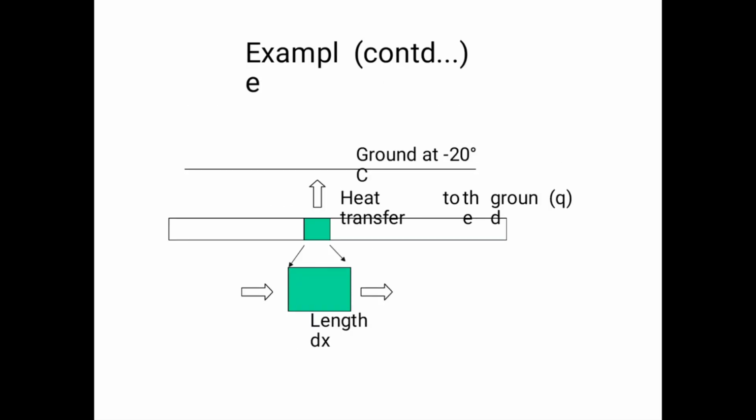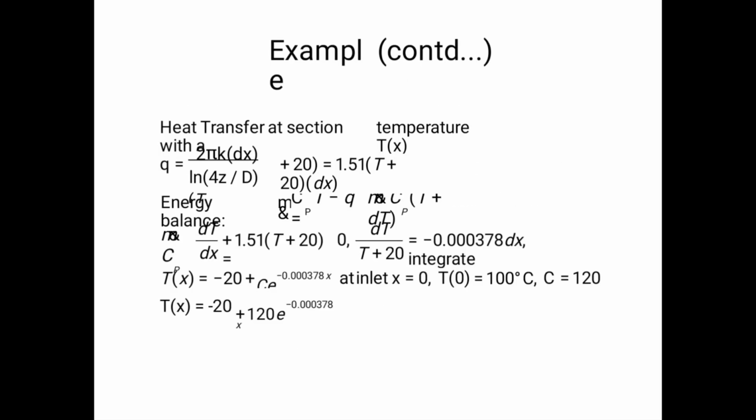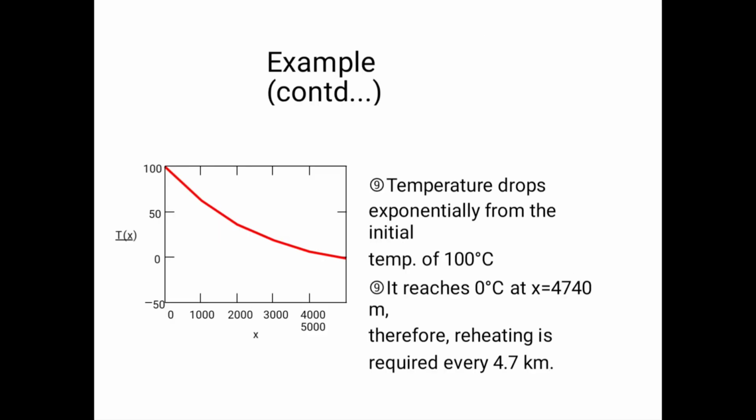That's the diagram. From that, the temperature drops exponentially from the initial temperature of 100 degrees Celsius. It reaches 0 degrees Celsius at x equal to 4740 meters. Therefore, reheating is required for every 4.7 kilometers. Thank you.